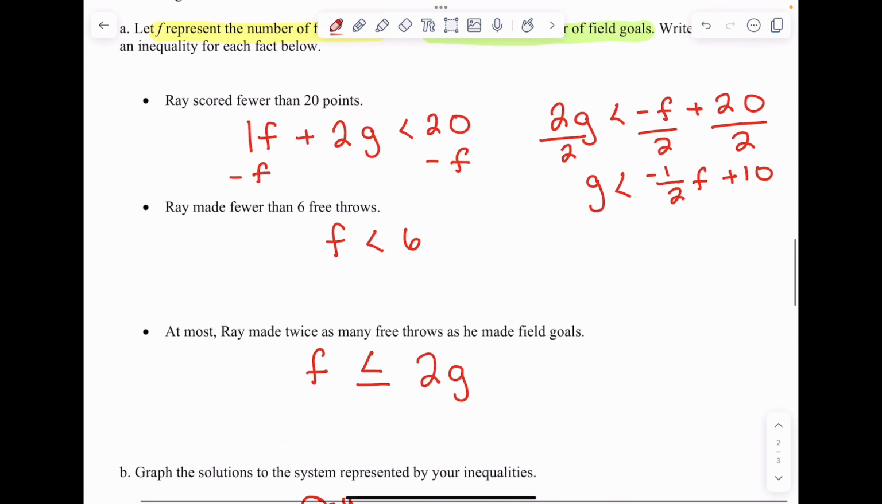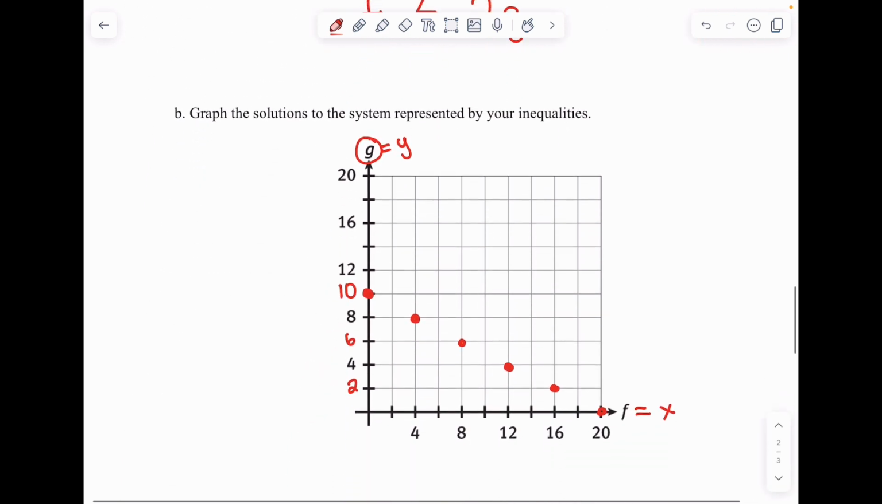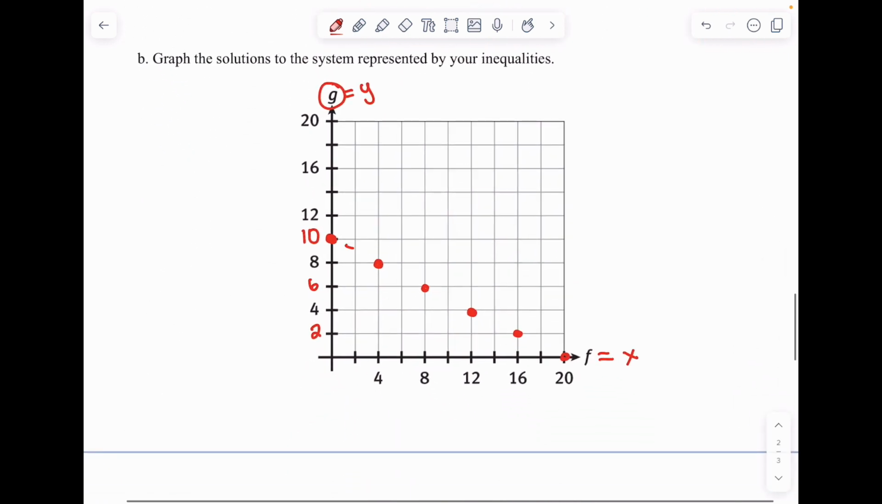This inequality sign does not have a line under it, which means it's dashed. And because the sign is opening up away from G, it means that G needs to be less than, so I'm going to shade below my line. So dashed and shading below.